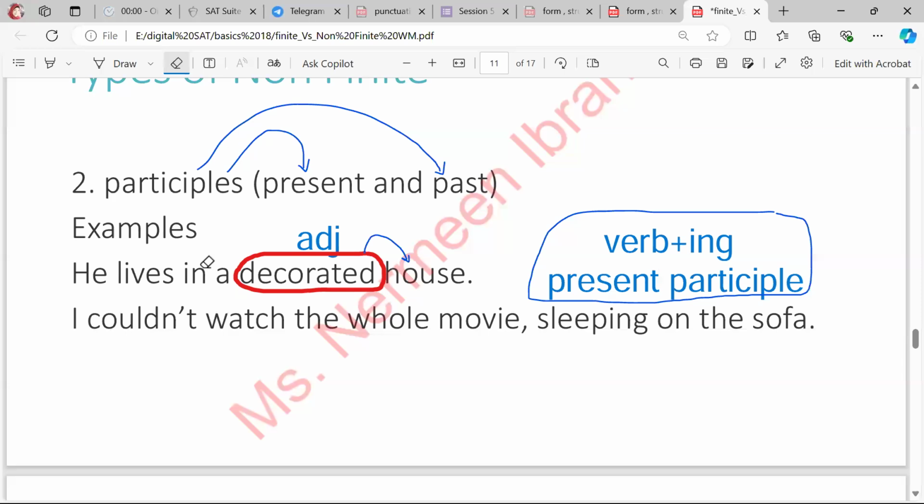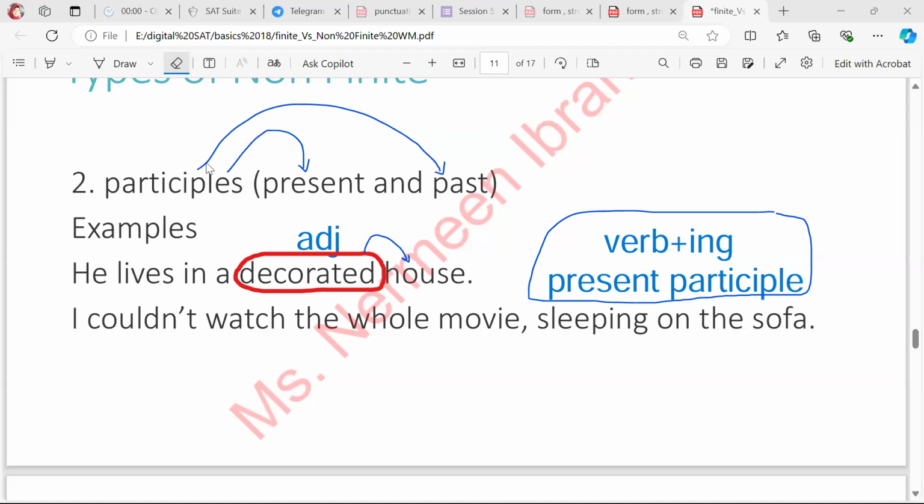He lives in a decorated house. Is decorated here a main verb? Let me choose someone. Adam. Now, Adam, do you think that decorated is a main verb here? No. No, where's the main verb?